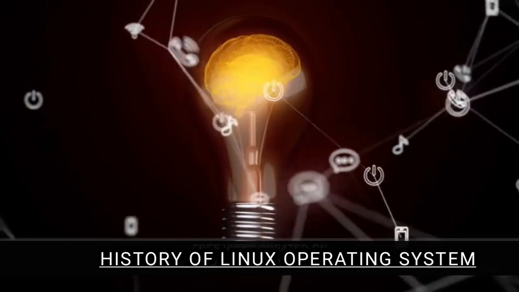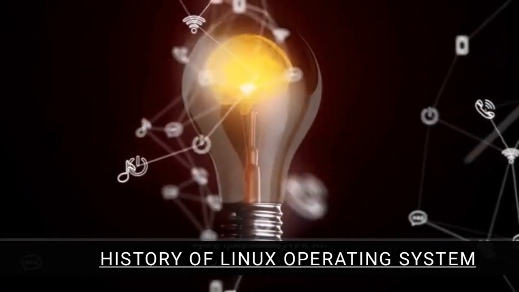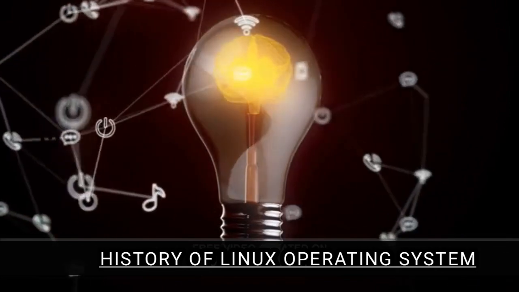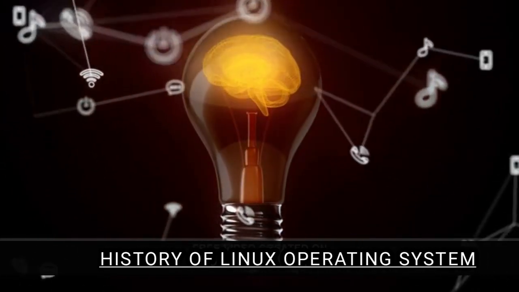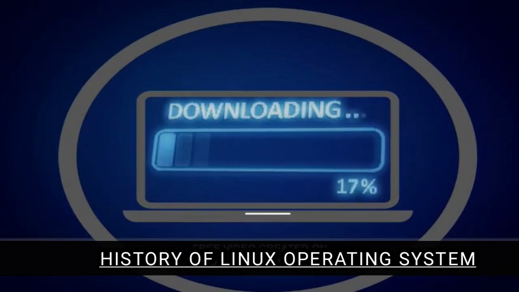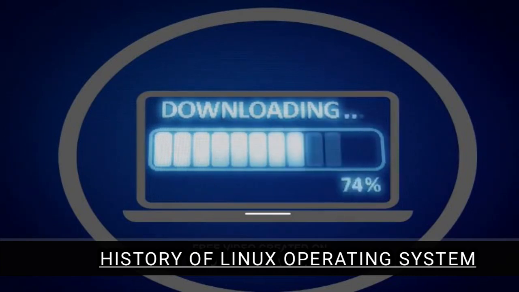Fedora. Fedora is a community-driven Linux distribution that is sponsored by Red Hat. It is known for its cutting-edge features and is often used by developers and software enthusiasts. CentOS. CentOS is a Linux distribution that is based on the Red Hat Enterprise Linux operating system. It is popular among server administrators and is known for its stability and security.